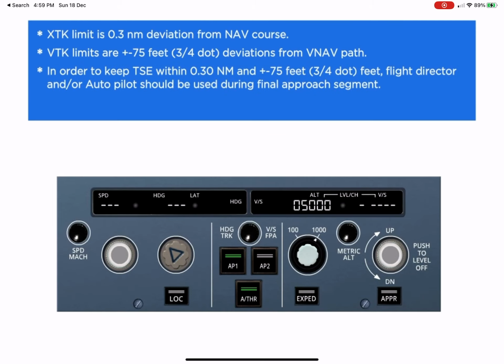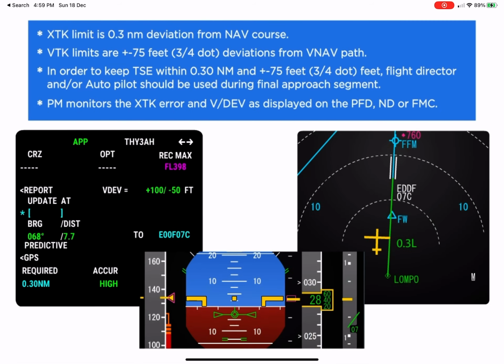In order to keep TSE within plus or minus 0.30 nautical miles and plus or minus 75 feet, flight director and/or autopilot should be used during final approach segment. PM monitors the XTK error and VDEV as displayed on the PFD, ND or FMC. At 1,000 feet RA, PF set missed approach altitude unless the initial missed approach altitude is less than your current altitude. In this case, set the missed approach altitude as soon as you are below it.